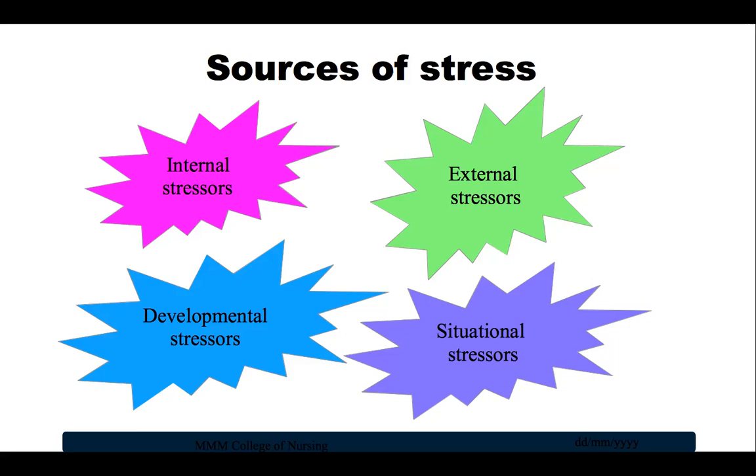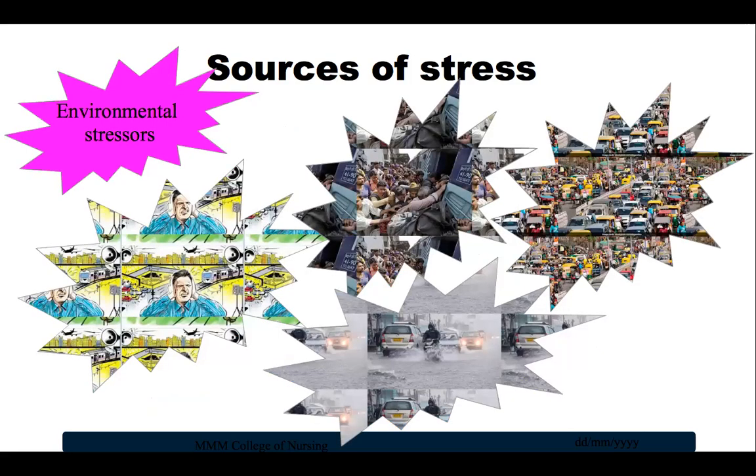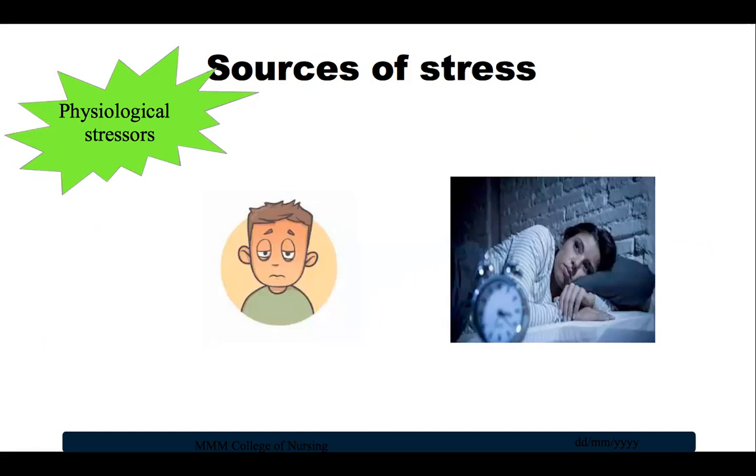Situational stresses are unpredictable and may occur any time during life. For example, death of a loved one, marriage, divorce, birth of a child, new job, or illness. Now, the sources of stress can be further categorized as environmental stresses, such as noise pollution, traffic, overcrowding, and weather. The physiological stresses such as illness, injuries, hormonal fluctuation, inadequate sleep, or nutrition.